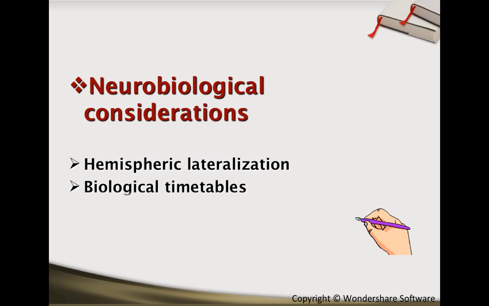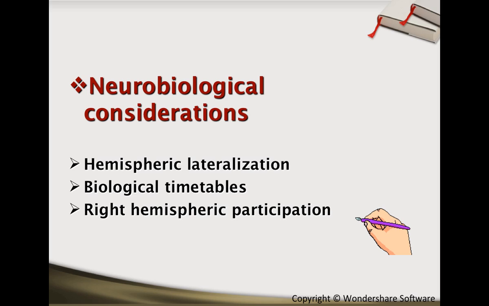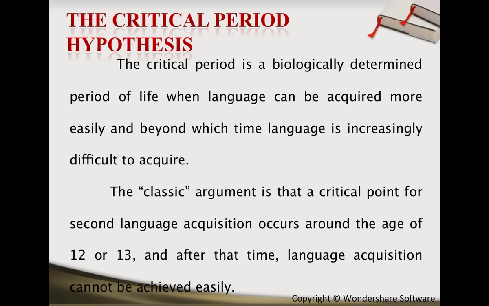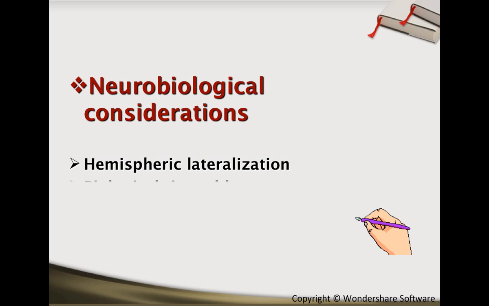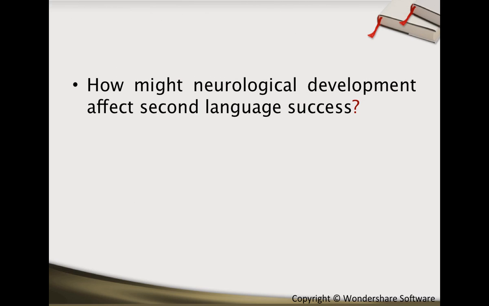Okay, the next part is the biological timetables. That is to say that the acquisition of a language has a specific timetable. Okay? And right hemispheric participation, as we will see, not only the left hemisphere has a function in acquiring a language, but also the right hemisphere has a role in this. The last part we are going to tackle is the anthropological evidence.